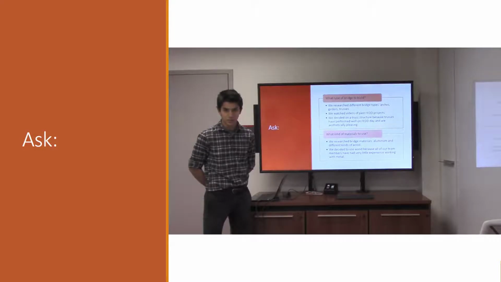After eliminating other bridge types, we decided on a truss structure because they have performed well in the past and are aesthetically pleasing. We saw a video of a truss bridge that was able to meet all the requirements and hold several people without breaking. We thought a truss bridge would be the best bet for our FEDD project.